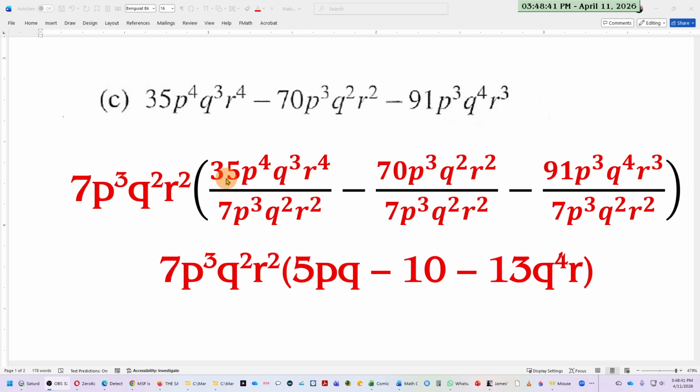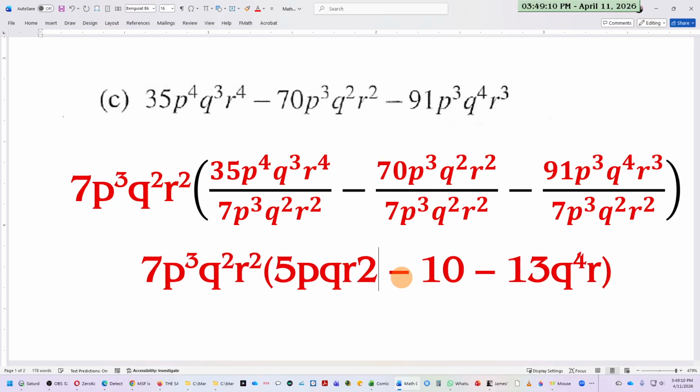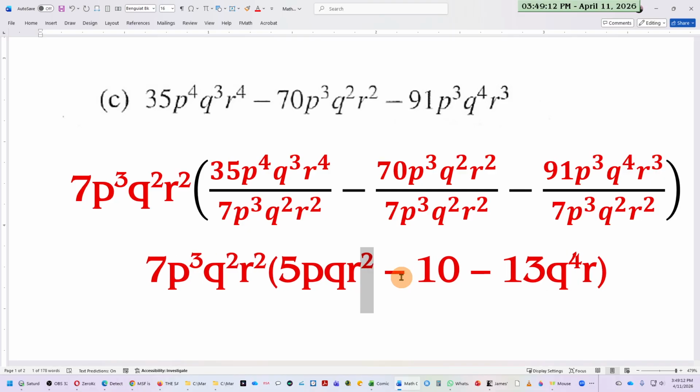7 into 35 is 5. We have 4 p's on the top, 3 on the bottom. 3 of them will knock out 3 on the top, leaving just 1 p. Notice I don't put the 1, it just shows p by itself. We have 3 q's on the top with 2 q's on the bottom, so one of these will be left over. And then we have 4 r's and 2 r's, but I didn't put the r in, so that's my mistake. That's going to be r to the power of 2, because if we have 4 on the top and 2 on the bottom, 2 will be eliminated.